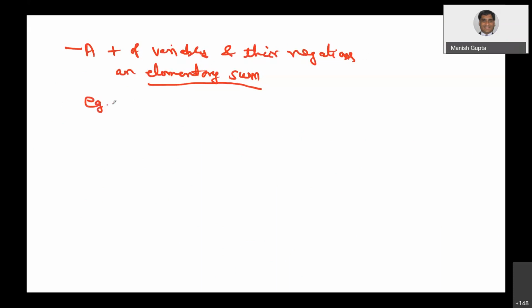Example: negation of P join Q, Q join P, join S or P. These are examples of elementary sum.